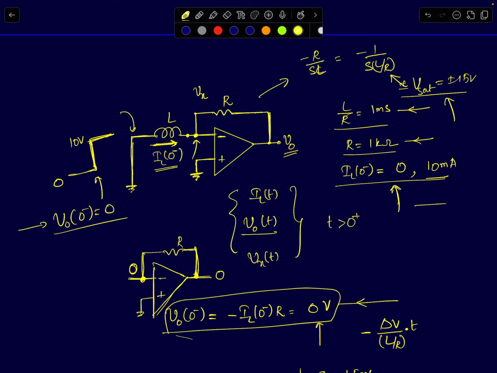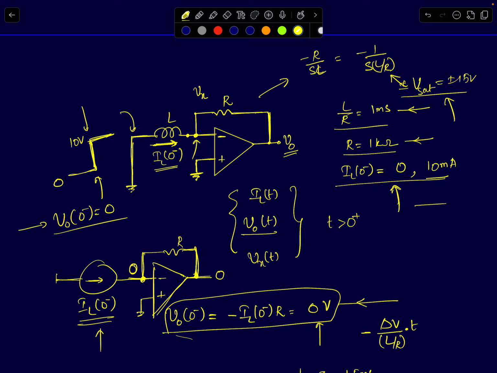Now the switching event happens. Suddenly when the input switches from 0 to 10 volts, an inductor's current cannot change instantaneously. Meaning at that instant when switching happens, the inductor will act like an ideal current source, and the value of the current source would be IL of 0 minus. Remember, for a capacitor we modeled it as an ideal voltage source. An ideal inductor, whenever there is a switching event, you can model like an ideal current source of value IL of 0 minus.